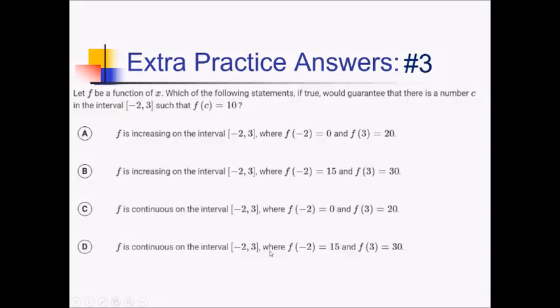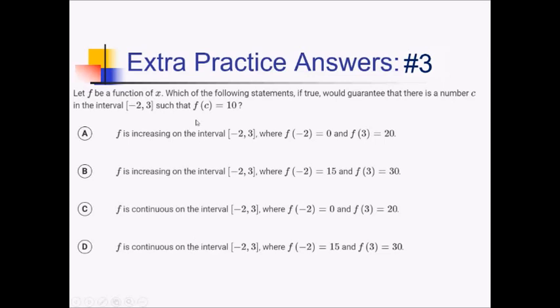Choice C. For this one, we're told that f is a function of x, and we want to know which statements, if true, guarantee there's a c value on -2 to 3, where f of c equals 10. If we're trying to guarantee that we get a certain output on a function over an interval, you're basically talking about the Intermediate Value Theorem.